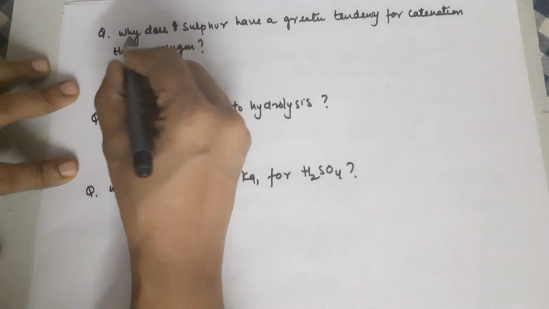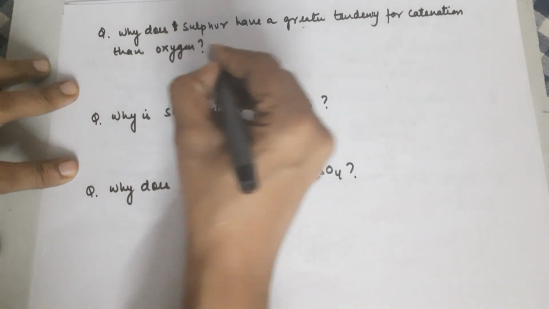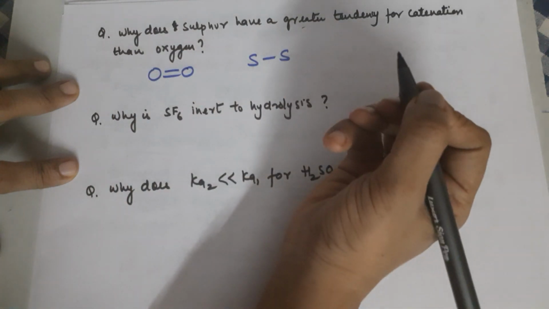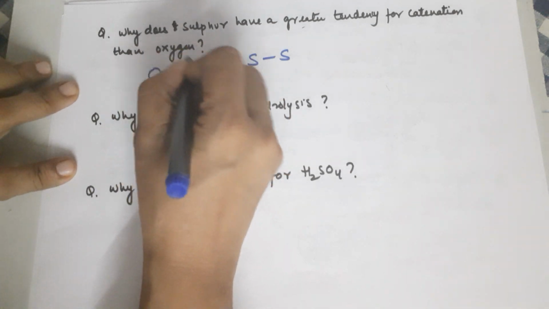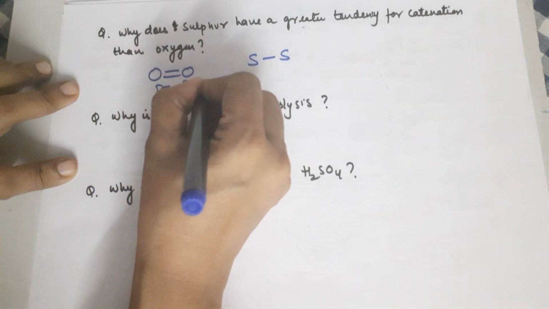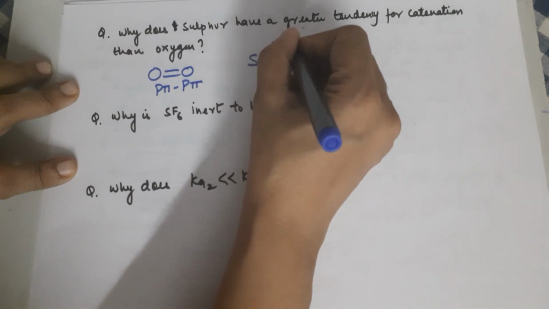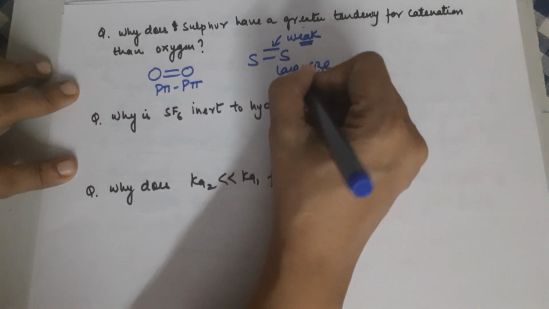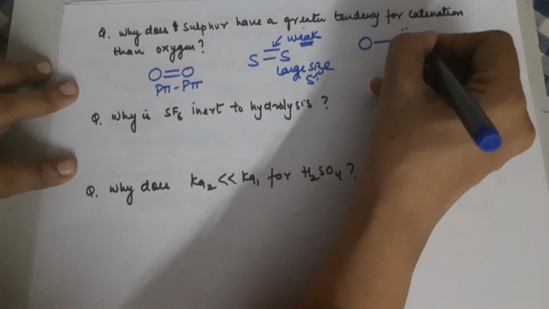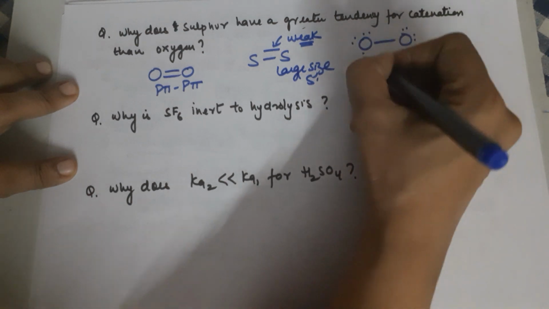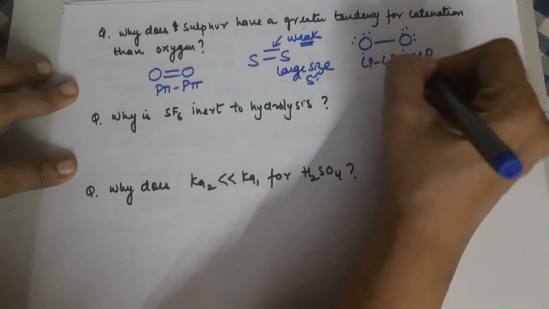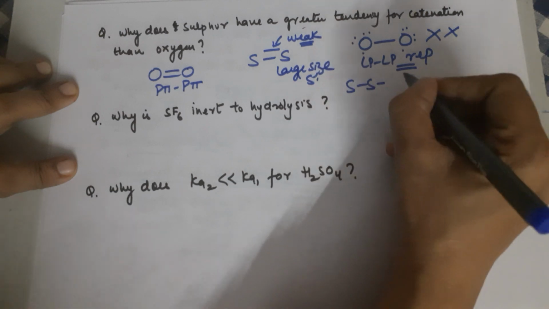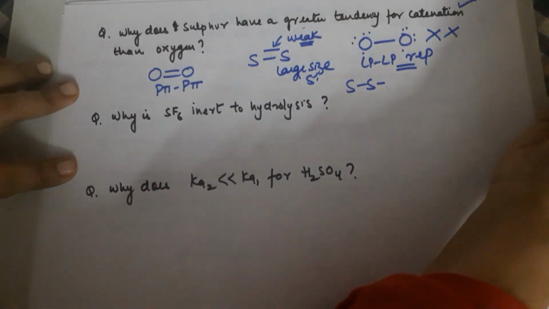Why does sulfur have a greater tendency of catenation? Now, oxygen, as you know, exists like this, while sulfur can exist like this. The reason is here it has a p-pi multiple bond forming tendency, whereas in this case the pi bond is very weak because of the large size of sulfur. Also, a single bond of oxygen is very weak. The reason is lone pair repulsion. Therefore, oxygen does not prefer to form single bonds, while sulfur can form single bonds, hence can easily show catenation.